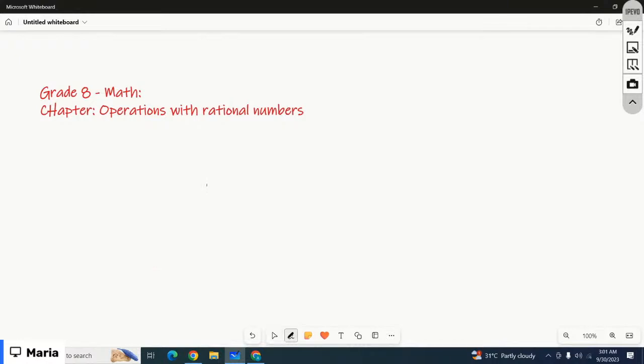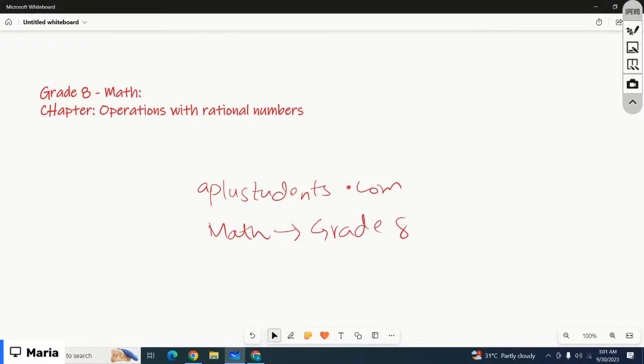So you can find all the lessons on aplusstudents.com. You have to log in there using your email address, and the password is provided by the administrator. Then you have to select math from the subject tab. Scroll down to grade 8 and then click on view all lessons. There you can find a list of the chapters. We're going to start with the chapter that is operations with rational numbers.